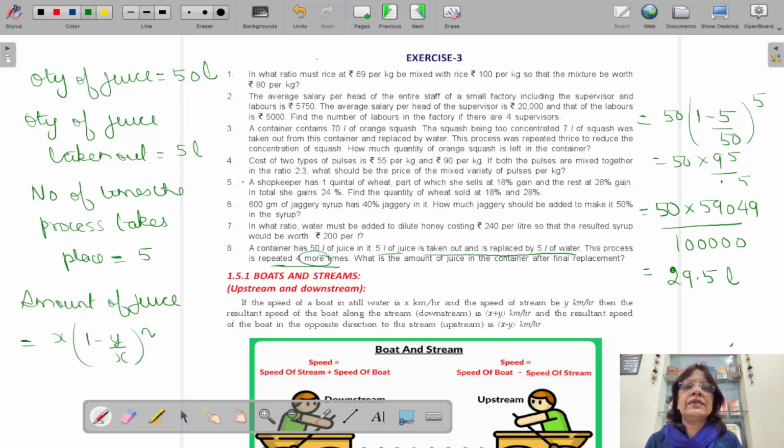So I hope this topic, alligation and mixture, is clear. These types of questions you will get, and parallel to this you can practice from the refreshers, and we'll come up with more questions. I hope the thing is clear. Any doubt further, we'll clarify.